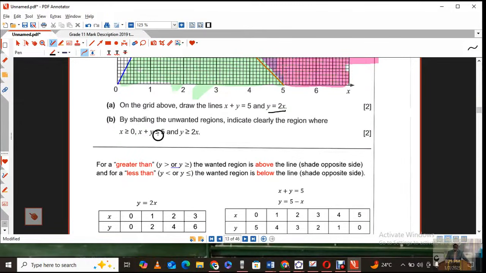x plus y is less than 5, and so on. So let's focus on the less than. y is less than or equal to 2x. Sorry, this is greater than. If you have inequalities of greater than, the wanted region will be above.